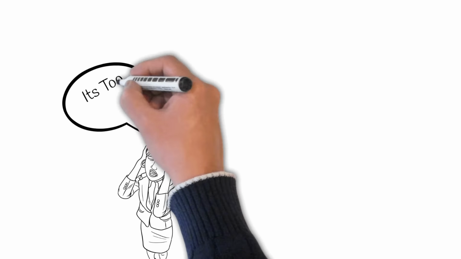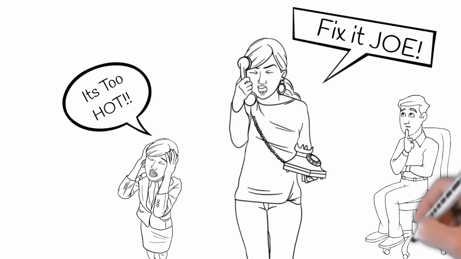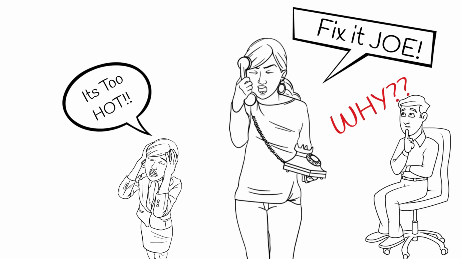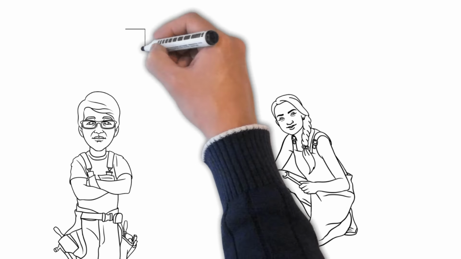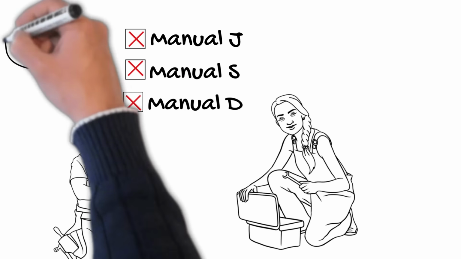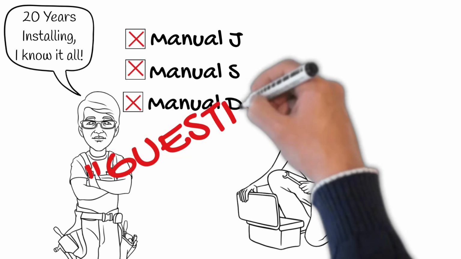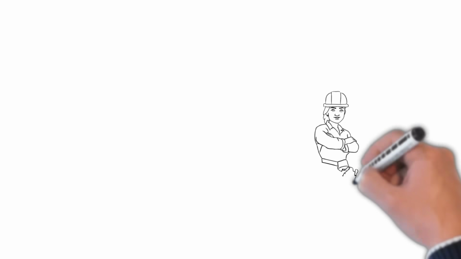Customers were screaming their AC was too cold or too hot. As complaints kept rising, Joe needed to find out the issue. Turns out, half his crew was not running manual J, S, or D calculations before the job. Installations were based on previous experience, and although sometimes they got lucky, it was mostly guesstimating.